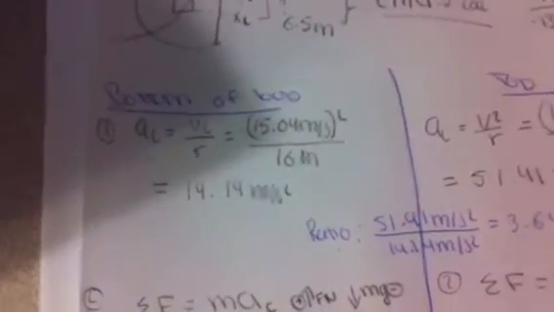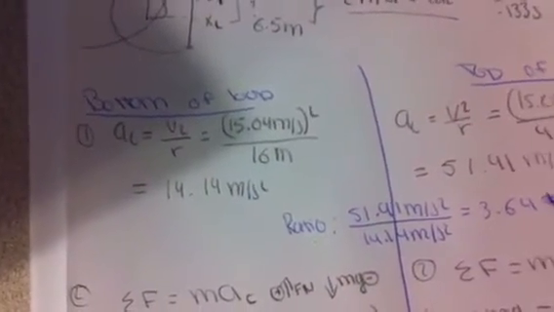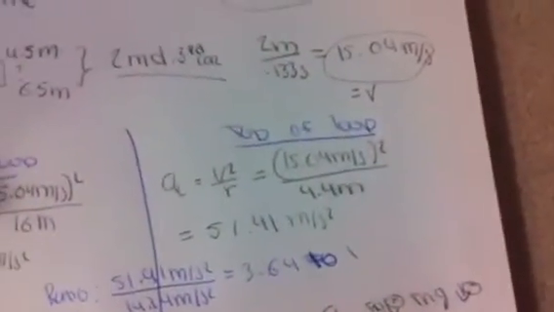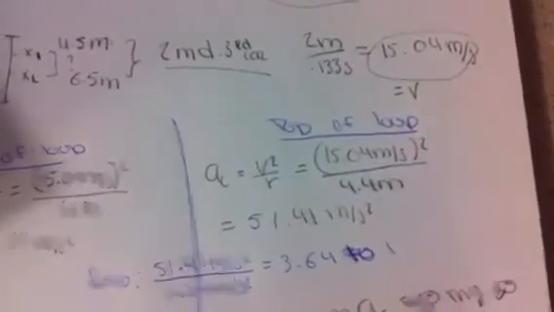Also this one. So we're going to use this radius. So it's times 16, which is 14.14 meters per second. And then here, we're going to use the top, which is 4.4 is what our radius is. And we got 51.41 meters per second squared.